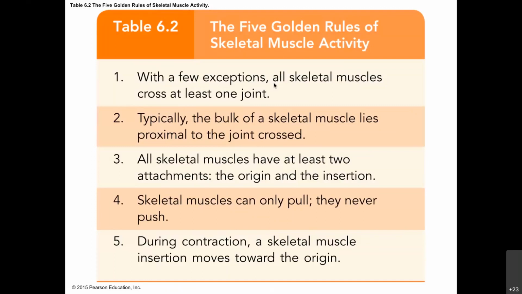5. During a contraction, a skeletal muscle insertion will move towards the origin. This is our bicep. The origin is up in our humerus. The insertion is here in the radius. When it's relaxed, they're far apart.